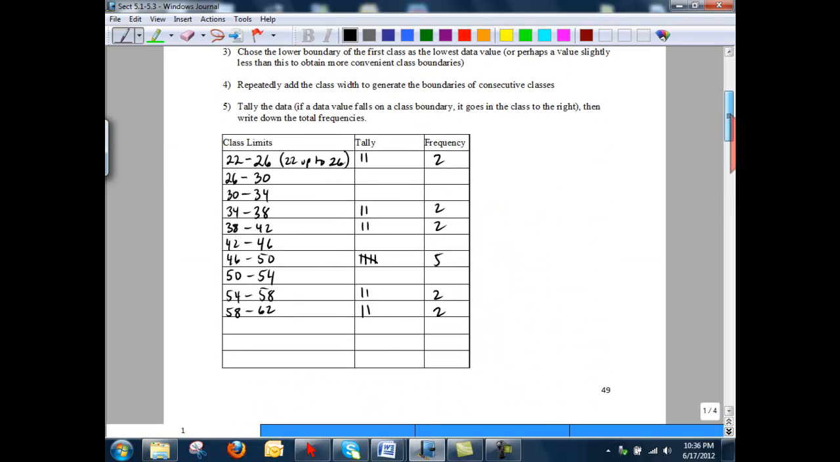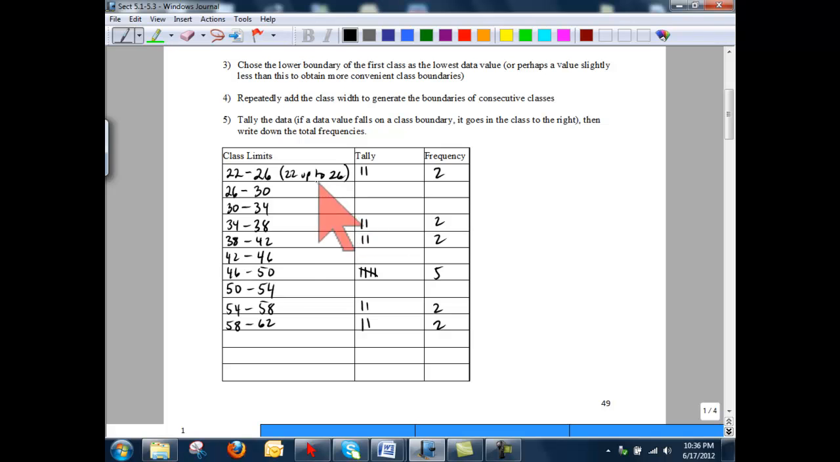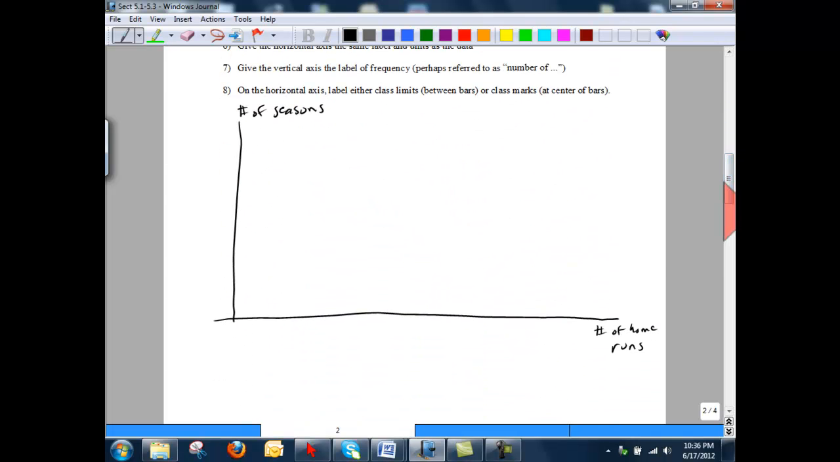And so I see that the number of home runs, the x-axis variable, goes between 22 and 62. In particular, it doesn't start at 0, and so what's quite often done is a break, maybe some squiggly lines like this, and then you can put the 22 right here, and you don't have to waste a lot of space going between 0 and 22 where there's no data going to be anyway. So then 22 to 26, and I'm marking off the class boundaries now.